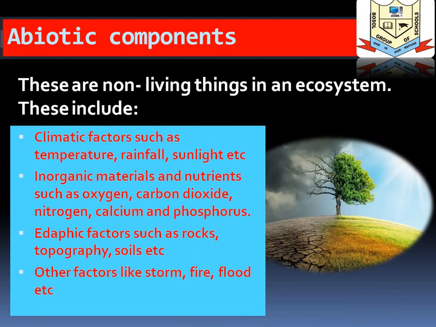Okay, let's look at the other component, which is the abiotic component. The abiotic components are the non-living things in an ecosystem. These could be climatic factors such as temperature, rainfall, sunlight, and so on. We also have the inorganic materials and nutrients such as oxygen, carbon dioxide, nitrogen, calcium, phosphorus, and so on. Thirdly, we have the edaphic factors such as rocks, topography, and soils. These all form the abiotic components of an ecosystem. There are other factors that also form part of the abiotic components. They include storm, fire, flood, and so on.